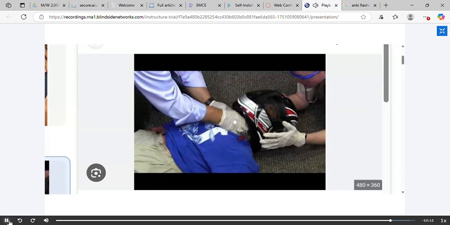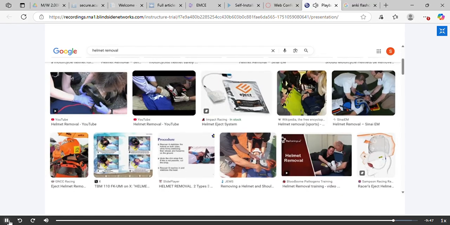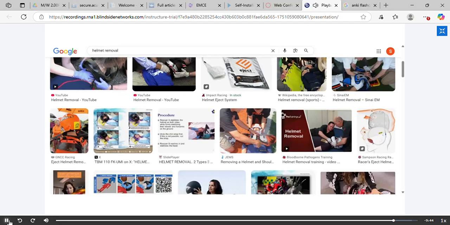You're going to have someone hold C-spine from the front as best as possible. This person at the head is going to grasp the sides, both lateral sides, by the patient's ears. They're going to pull laterally, pull out, and then pull the helmet off while the person in front is holding C-spine. That's basically how we do it. But it's definitely a two-person move. You can't do this by yourself.